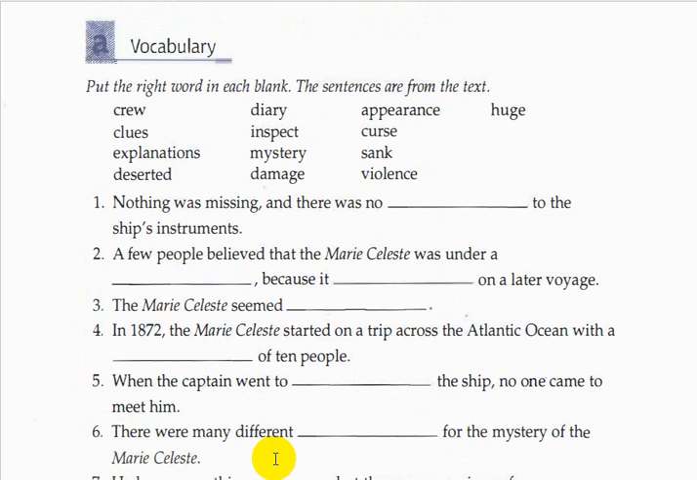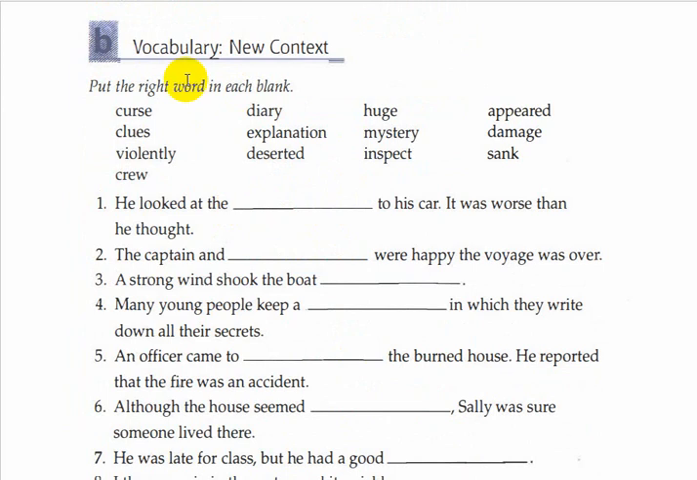Now let's do the exercises. So the first exercise, as you know, is that you have to put the right words in each blank. Part B, vocabulary, new context. So these are new sentences. Read the sentences carefully and put the right words in the blanks.